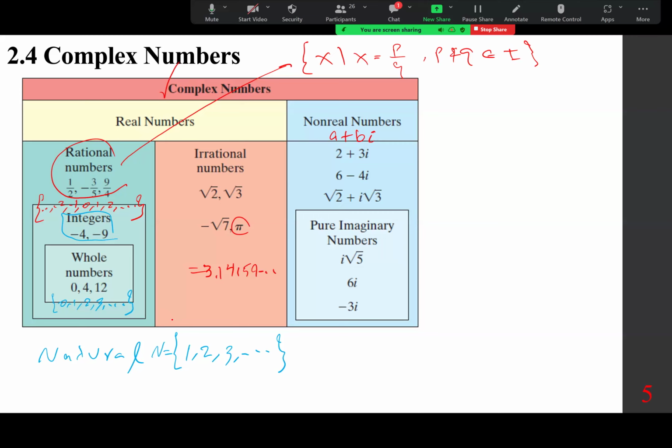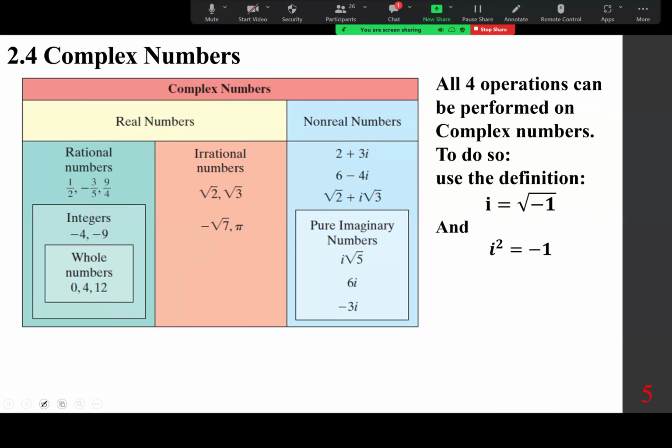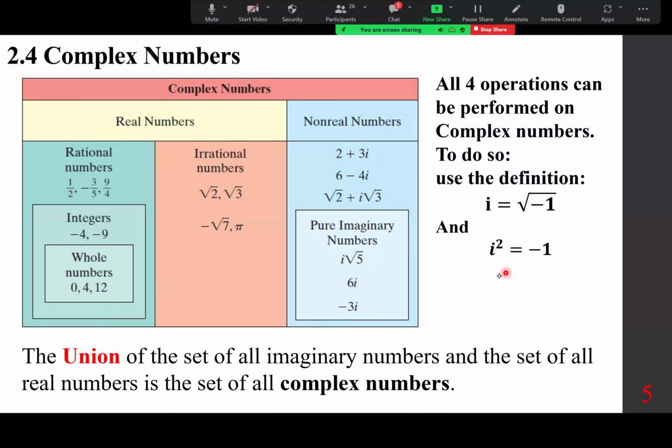Let me just clean this up and look at the rest. All 4 operations can be performed on complex numbers. To do so, use the definition i equals square root of -1 and i squared equals -1. We will look at powers of i later on. The union of the set of all imaginary numbers and the set of all real numbers is the set of all complex numbers. So complex numbers contain all those numbers, real as well as imaginary.